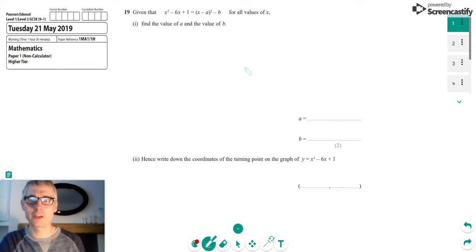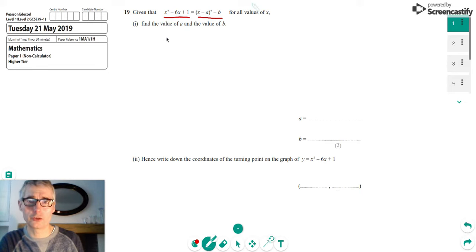I'm going through the Edexcel 2019 higher tier paper. This is paper 1 and I'm going through question 19, which is a question about completing the square for a quadratic. So we can see that what we've been asked to do is take this quadratic expression and put it into the form x minus a squared minus b. So that's the completed square form.